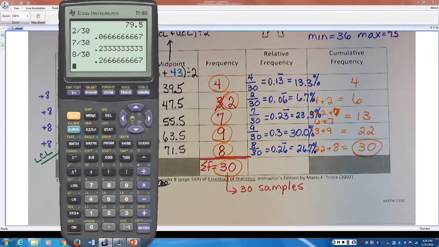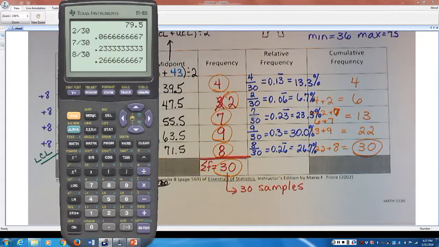And fractions, decimals, or percentages are all correct as relative frequency, unless you're told a specific one. Then you can use whichever one you want. But if I tell you a specific one, you need to know how to take the fraction, change it into a decimal, and if I've asked you for a percent, convert it to a percent. Then adding those up, we get 100%. 13.3 plus 6.7 plus 23.3 plus 30 plus 26.7 should add up to 100%.